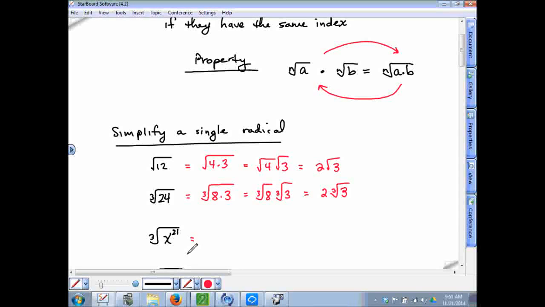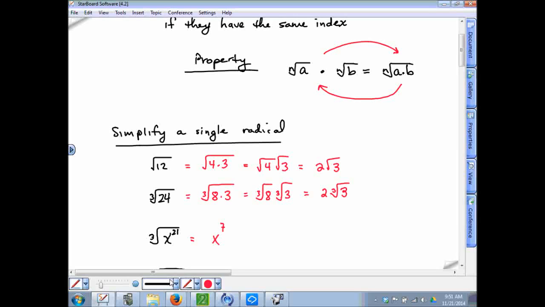Come on, we just barely talked about this like 10 minutes ago. Divide the exponent by the index, and we're going to get x to the 7. Absolute value? No, because we took an odd root.